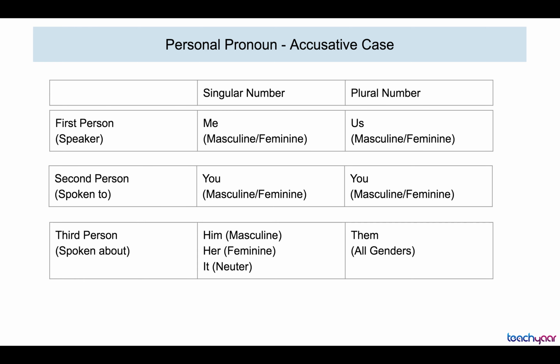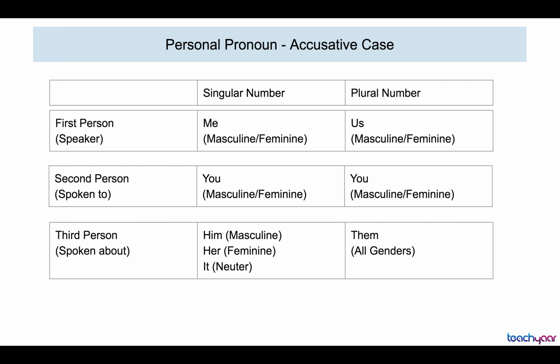What is the third person? Person being spoken about. So the teacher gave him, because we are talking about the object. So gave him. Him is masculine. The teacher gave her. Her is feminine, and it is always neuter. And in the plural form, we have them. Gave them. The teacher gave them some sweets. So you just put them in sentences and you will be able to get these pronouns very easily.